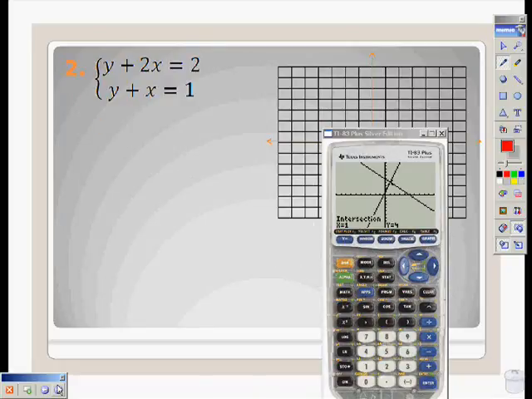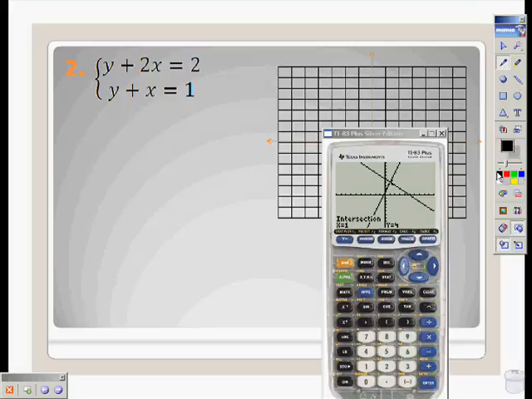Can we go right to our calculator for this problem? No, why not? You have to solve for y. Okay, you cannot graph equations unless they're solved for y. Your calculator doesn't always do all the work for you. You're going to have to solve equations for y so that you can plug them in your calculator. So, I have y plus 2x equals 2, and I have y plus x equals 1. So what am I going to do over here? Subtract that 2x, right?